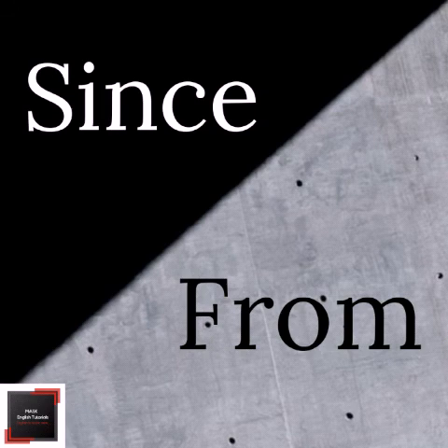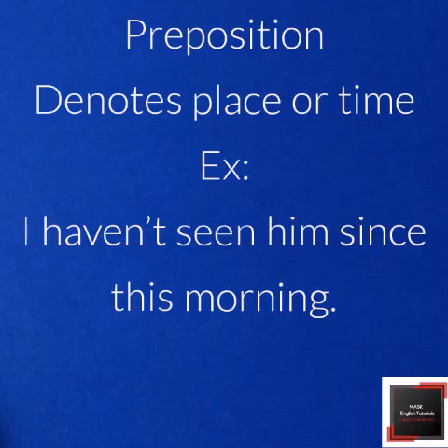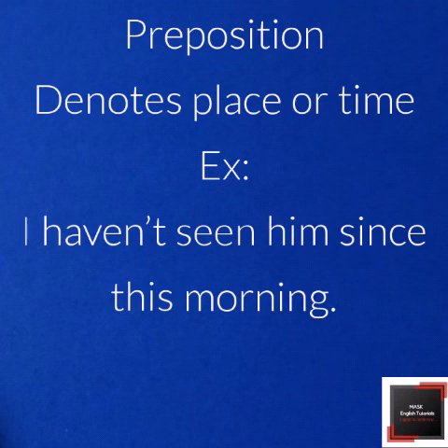Today's video is about similarities and differences between since and from with their usages. Since. The word since can be used as a preposition or as a conjunction or as an adverb. Preposition. Preposition denotes the place or time.